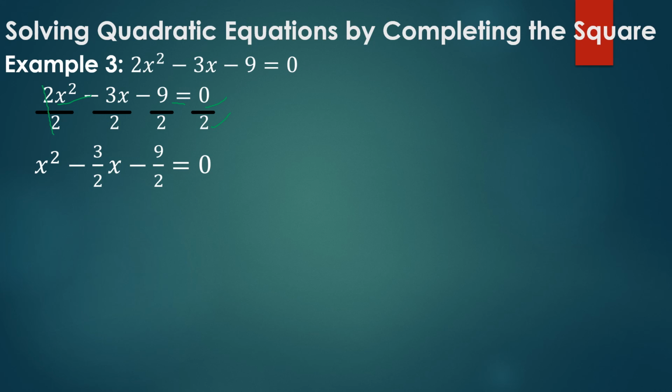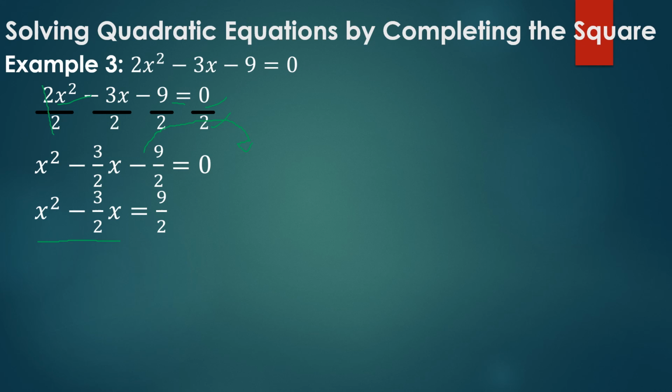Step 2. We have to group all the variable terms on one side of the equation, and then the constants on the other side. So we are going to transpose negative 9 over 2 to the right side of the equation. So we have x squared minus 3 over 2x is equal to positive 9 halves. And then after that, we are going to complete the square of this expression, x squared minus 3 over 2x.